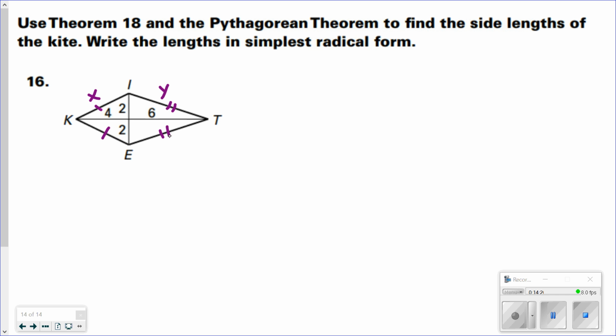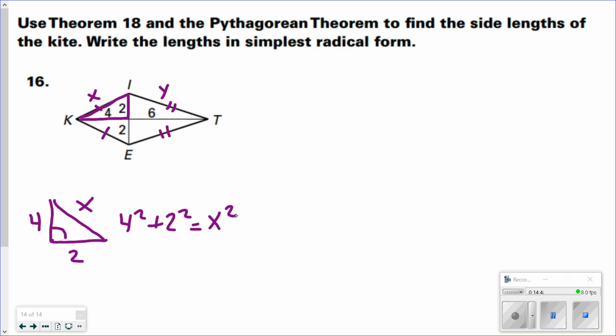If I start looking at x, notice that we have a right triangle here. So I'm going to redraw this triangle. And I know that the height is 4, the length is 2. I need to figure out what is the hypotenuse. To solve for x, then, I'm going to use the Pythagorean theorem. So I have 4 squared plus 2 squared is equal to x squared. So 4 squared is 16. 2 squared is 4. We know that's equal to x squared.